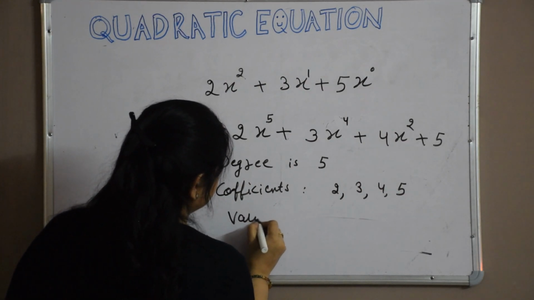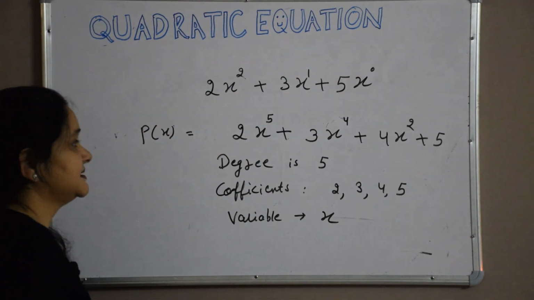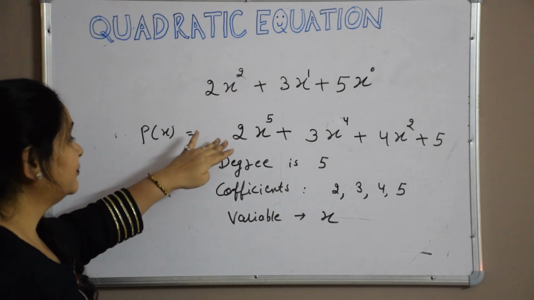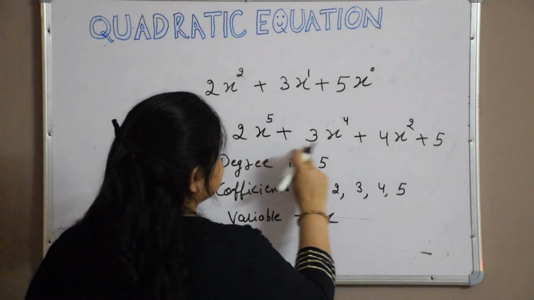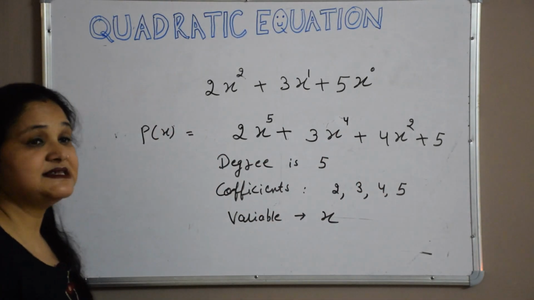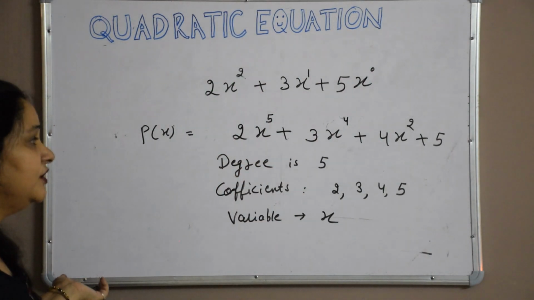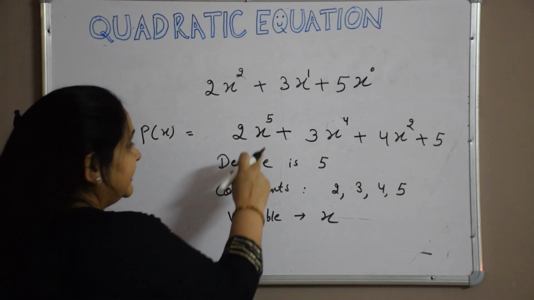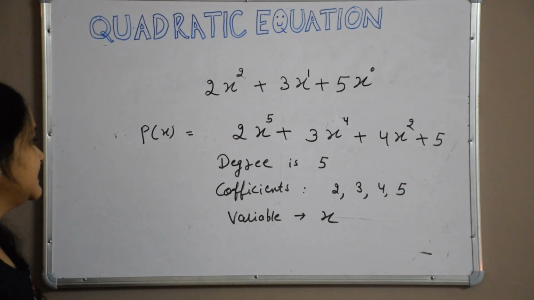So it's a combination of constants and variables. These are called coefficients. x is called a variable because it varies. It will give you different values according to different equations and different polynomials. And the highest power is called the degree. The highest power of x is 5 here.